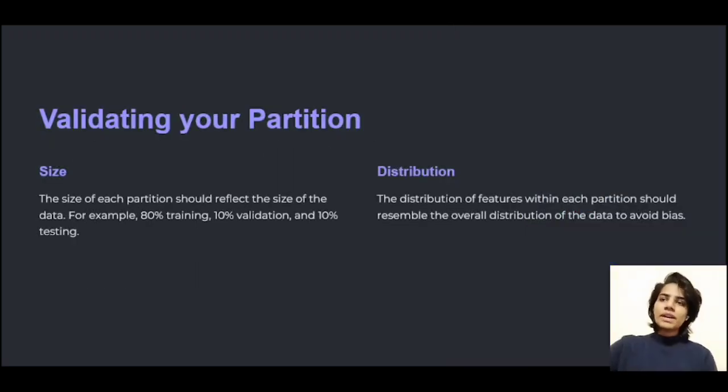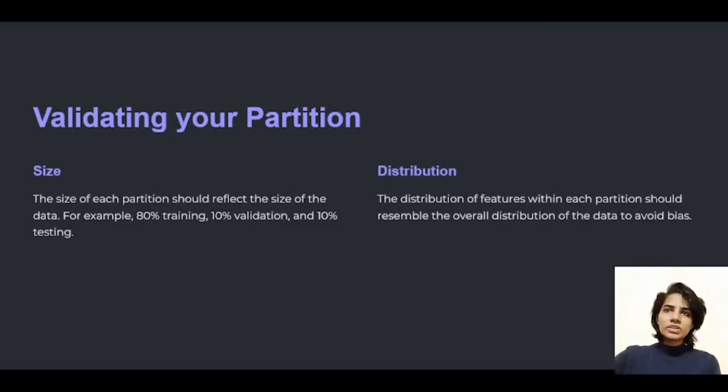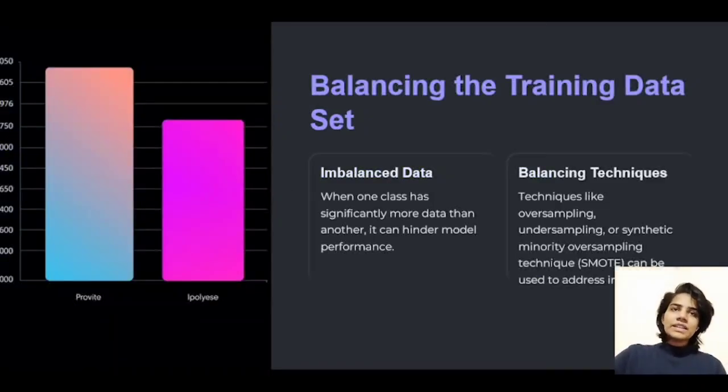Next is validating your partition. Now that you have done with the partition, you have to validate your partition, right? So first is size. The size of each partition should reflect the size of the data. For example, 80% training, 10% validation and 10% testing. Now distribution. The distribution of features within each partition should resemble the overall distribution of the data to avoid bias, right?